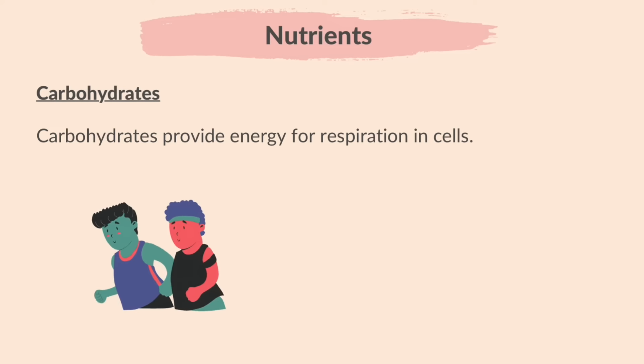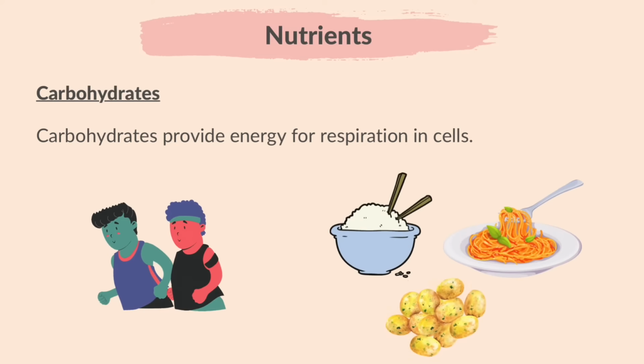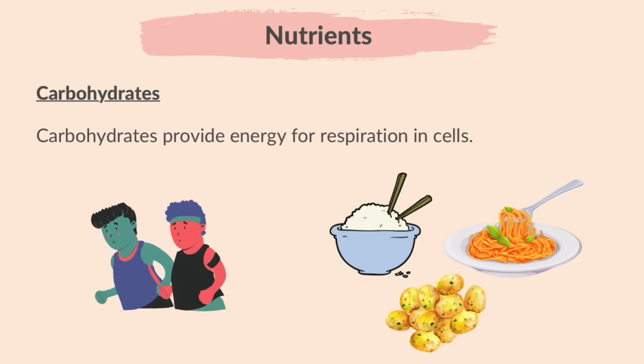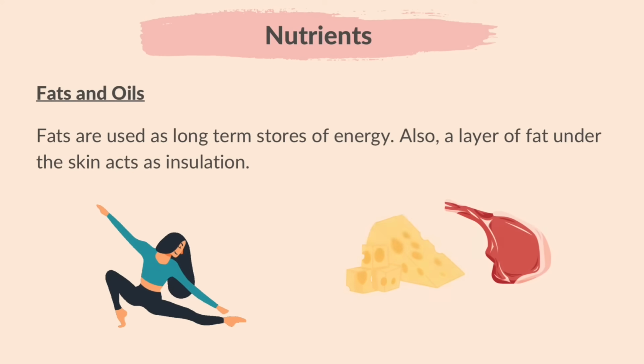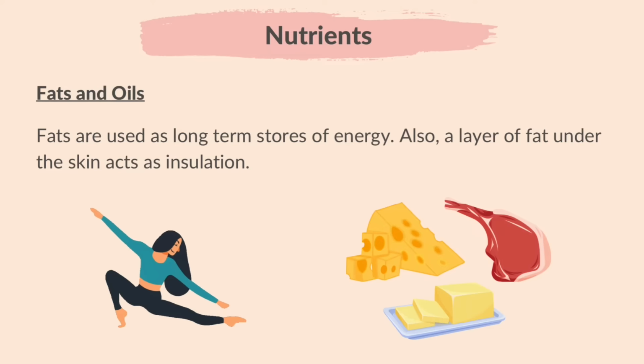Carbohydrates provide energy for respiration in cells. Examples of carbohydrates include rice, pasta, and potatoes. The next food group is fats and oils. Fats are used as long-term stores of energy. Also, a layer of fat under the skin acts as insulation. Cheese, fatty meats and butter are examples of fats.